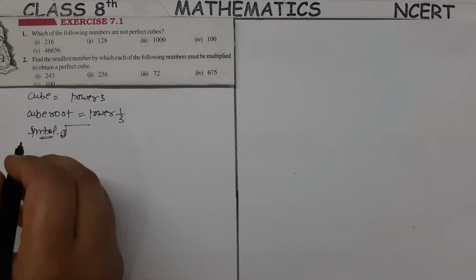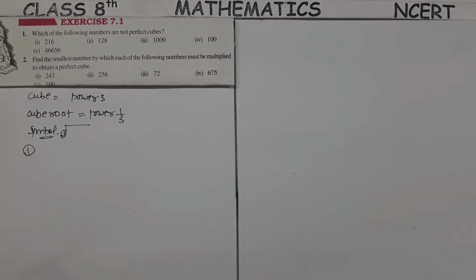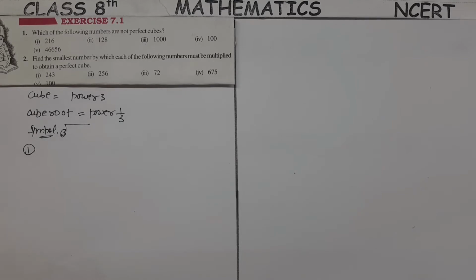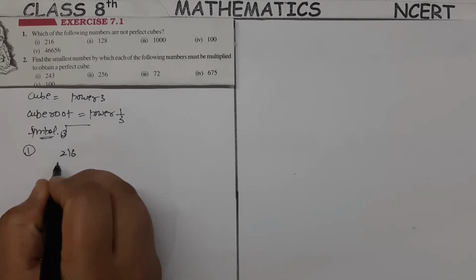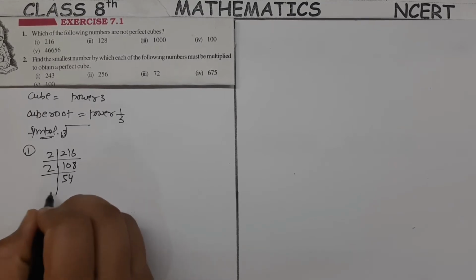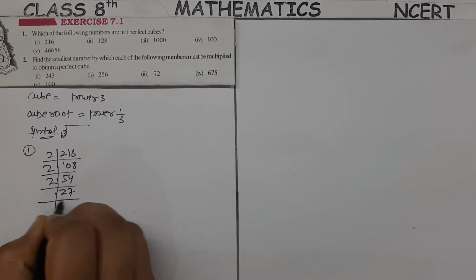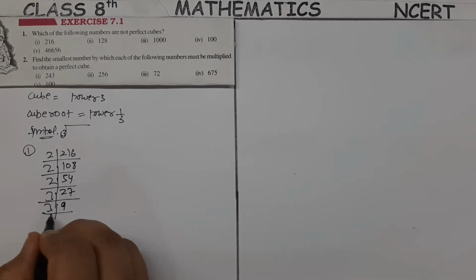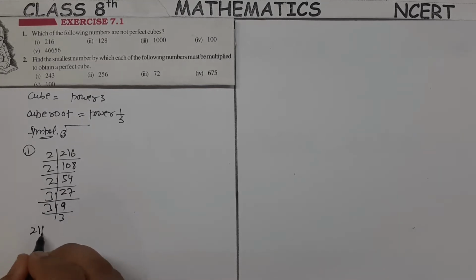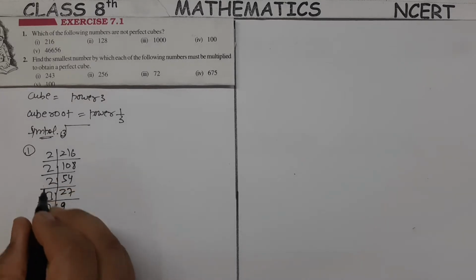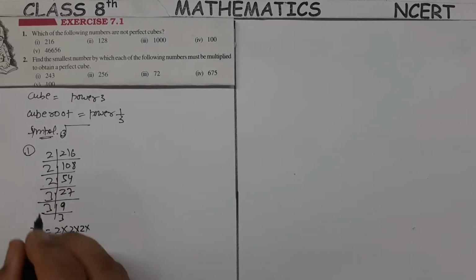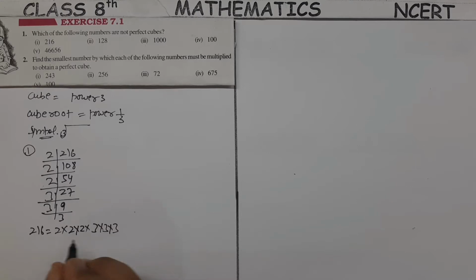Let me start question number 1. Which of the following numbers are not perfect cubes? 216, make factors. We can write it as 2 times 2 times 2, 3 times 3 times 3. Here 2 and 3 are in triplets. That's why 216 is a perfect cube number.